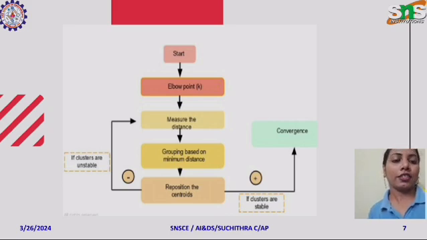This is the architecture. Here we start from the flowchart. Then it goes to the elbow point, that is K. Then after that it will measure the distance. Then grouping based on minimum distance. Then repositioning the centroids. In that, if the clusters are unstable, again it will go to measure the distance. If the clusters are stable, it will converge.